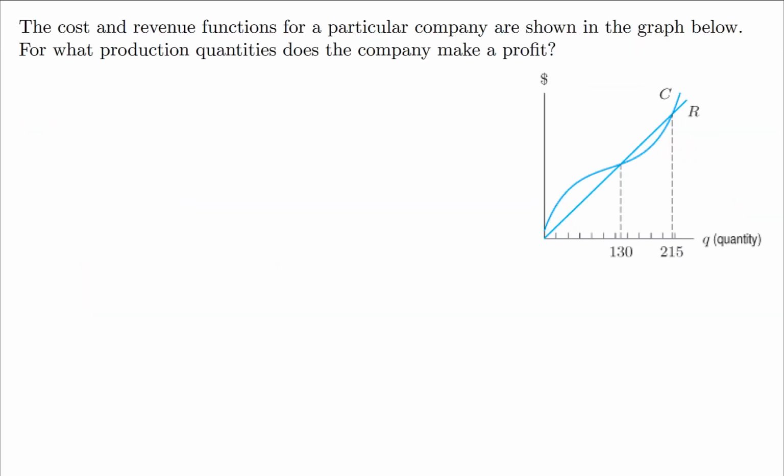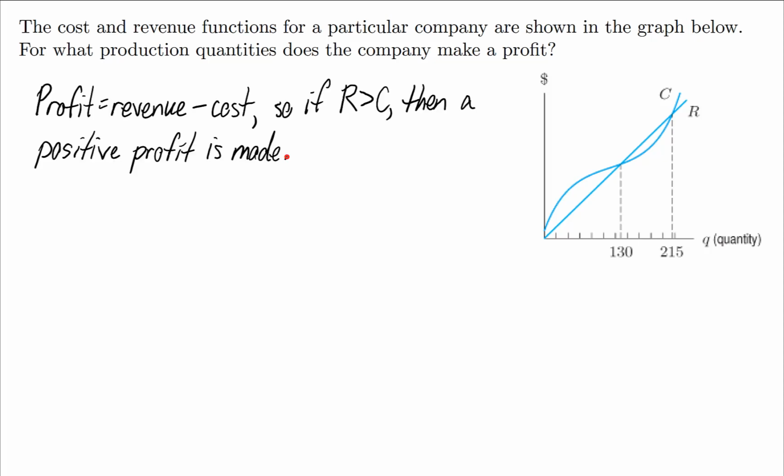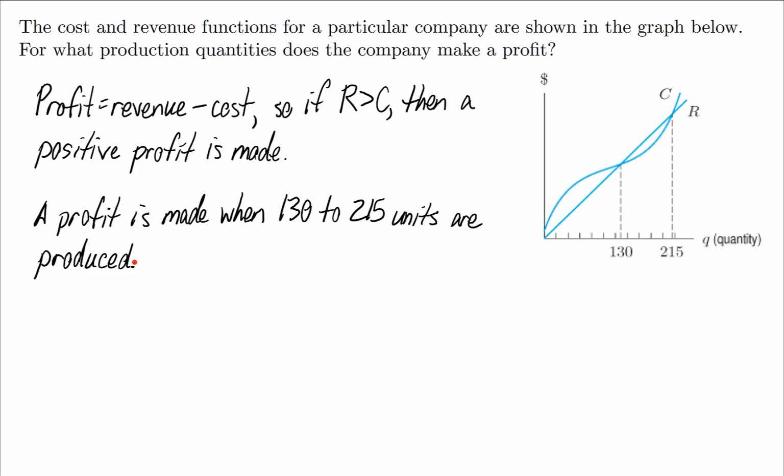Here's a simple example of the cost and revenue functions for a particular company shown in this graph below. We want to know where the company is making a profit. Remember that profit is revenue minus cost. So anytime your revenue function is higher than your cost function, then you're making a positive profit. Where on this graph is revenue higher? Right here in this range, between the 130 and the 215. A profit is made when 130 to 215 units are produced.